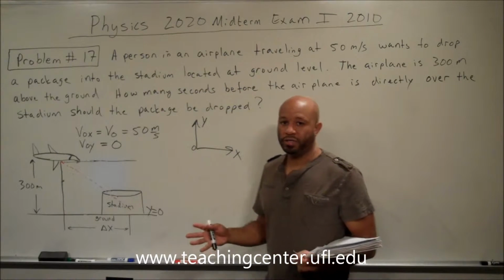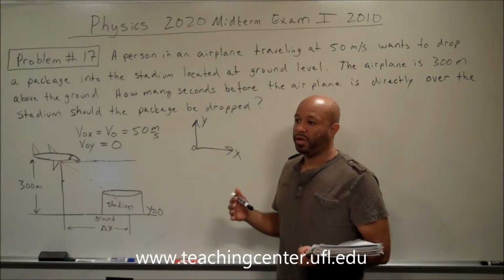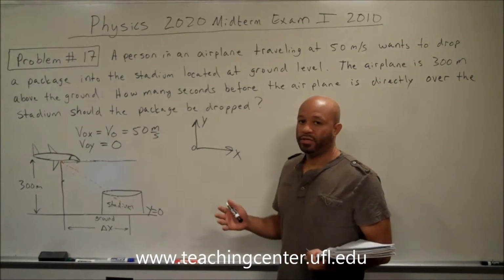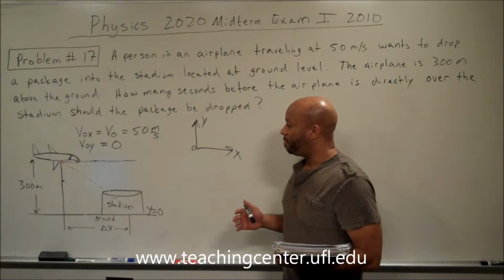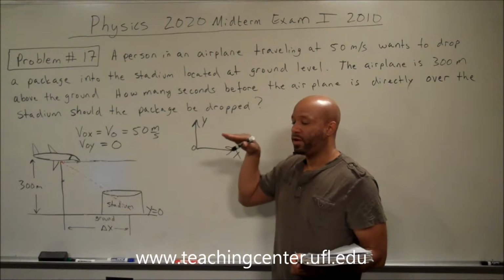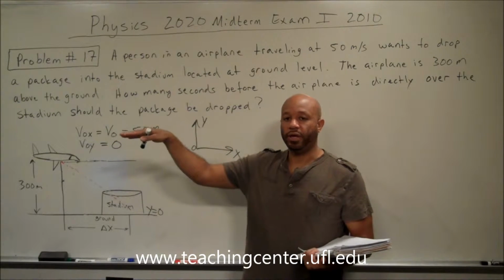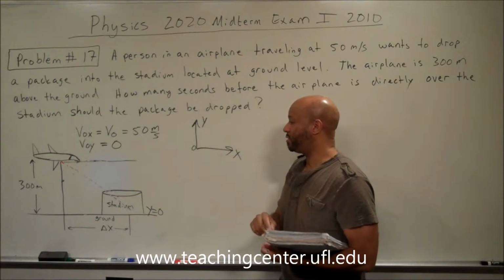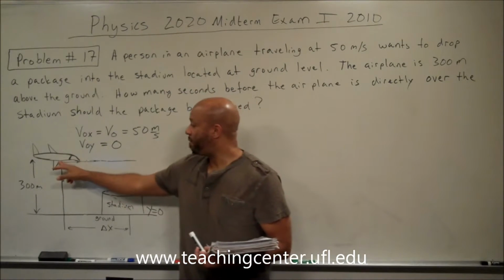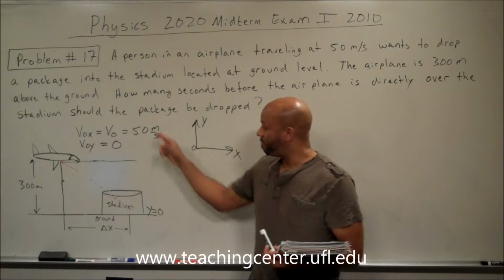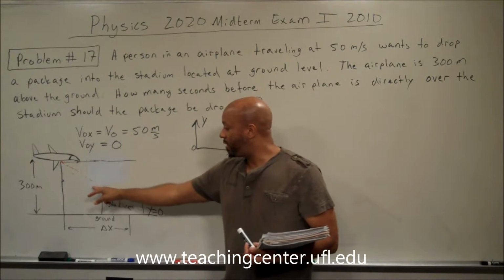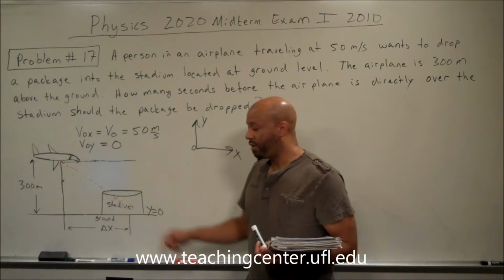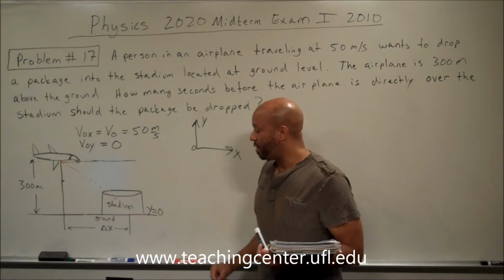this is not a trick question, but if you do know some fundamental things, it's a lot easier to solve this problem. Knowing that gravity only acts on an object in the y direction is really helpful. Why is that helpful? Because let's say that we drop a package from this airplane at 50 meters per second. The red line is the trajectory that the object is going to follow before it hits the ground in the stadium.